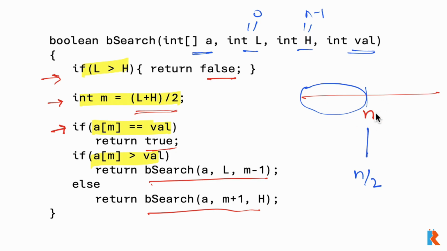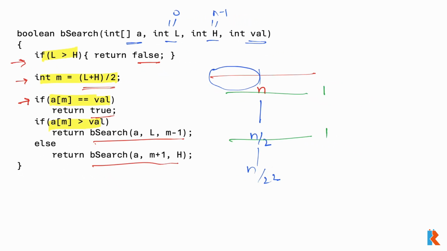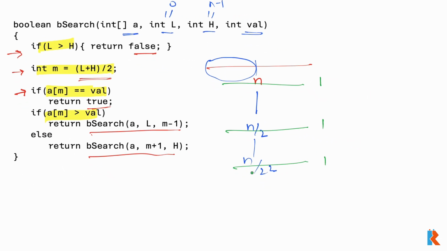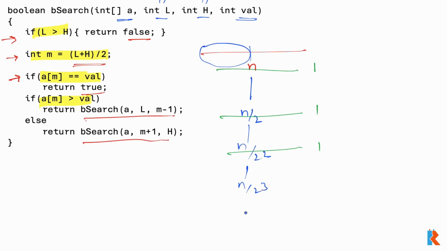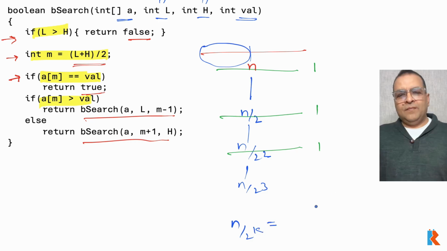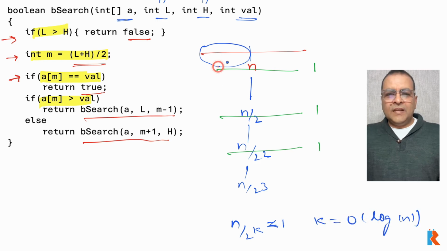Initially, the function is called for n. We take constant time in this function and then call the same function for n by 2. This function will also take constant time and then again call itself for n by 2 square. This function will also take constant time and then again call itself for n by 2 raised to the power 3. This will continue until n by 2 raised to the power k becomes less than 1. So when this becomes less than 1, it means that k will be order of log of n. It means that the total number of function calls will be log n.